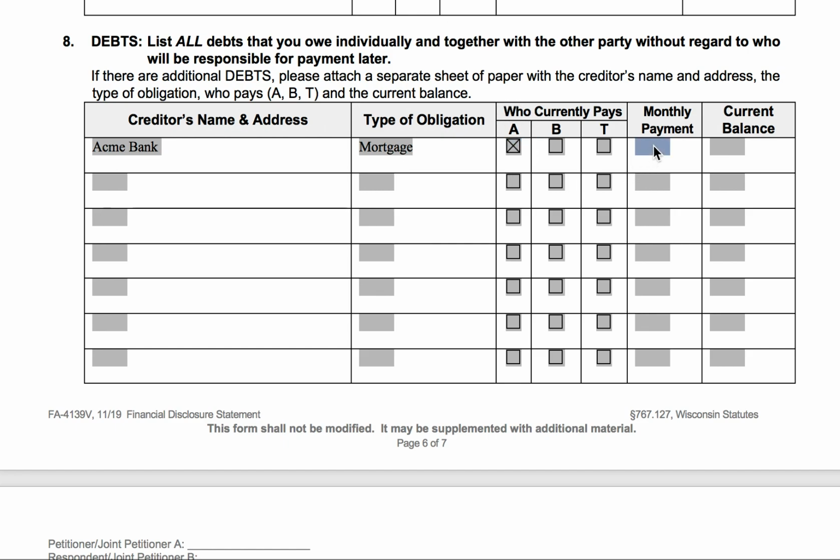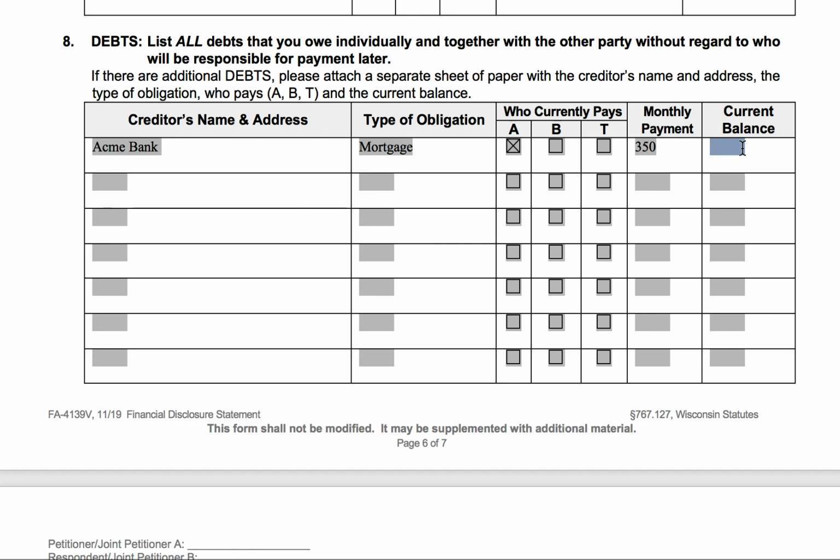And then here you're going to put what the monthly payment is. If you're not currently paying it, what you can do is put what you're supposed to pay if you know it, or you can put 0 if that's what you're actually paying. If you have a payment that you are making, you're going to put what amount you are paying. So let's say Jane's is $350.